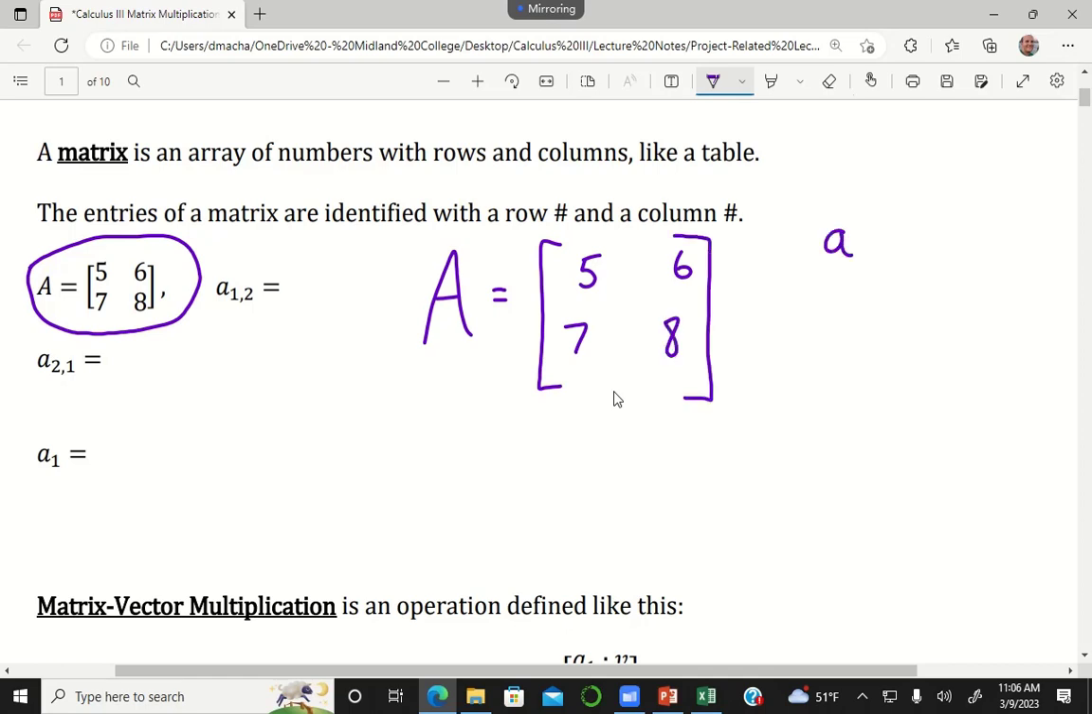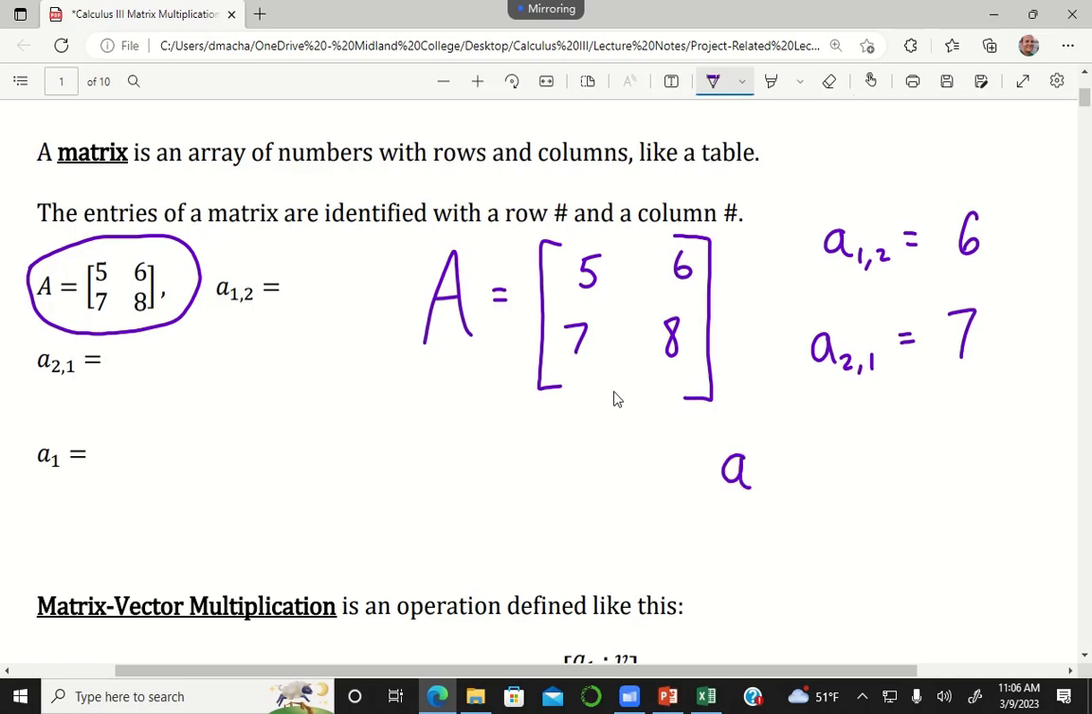And if I write lowercase a 1 comma 2, what I'm trying to indicate with this kind of notation is, tell me the entry in the matrix that lives in row 1, column 2. And so row 1, column 2 would be the number 6. And if I ask you about a2 comma 1, that subscript is telling me look in row 2, column 1, and so that would be 7.